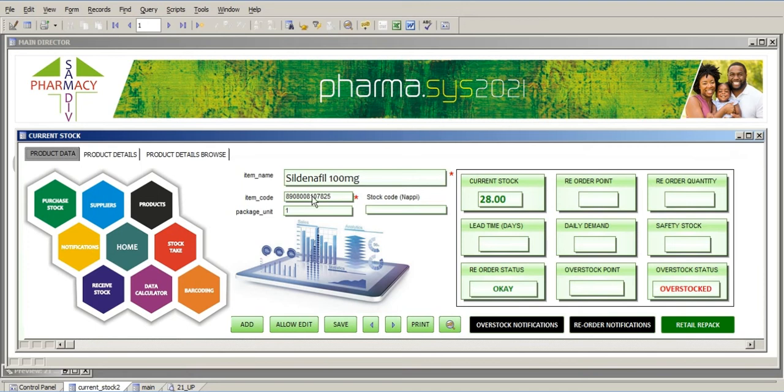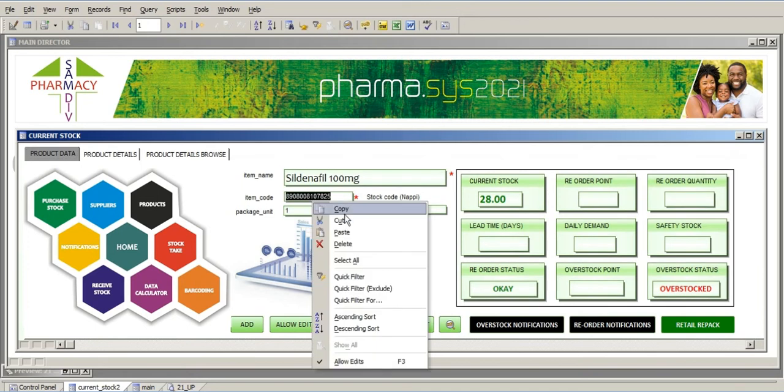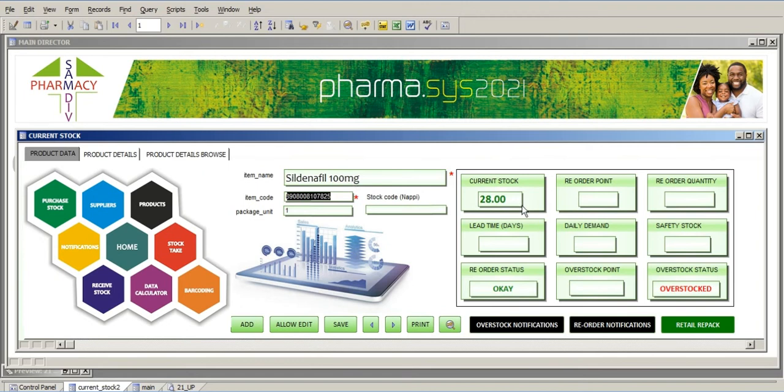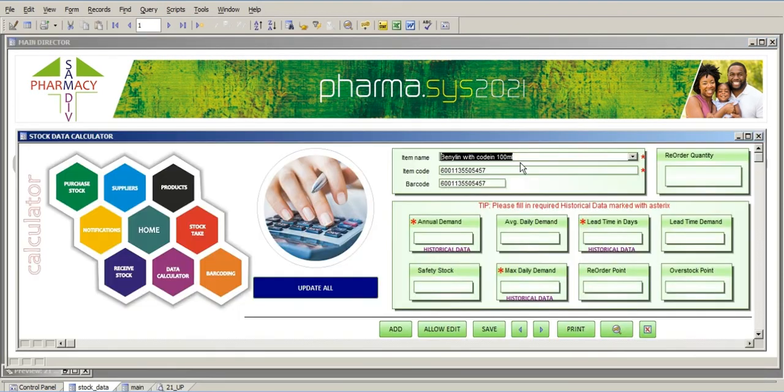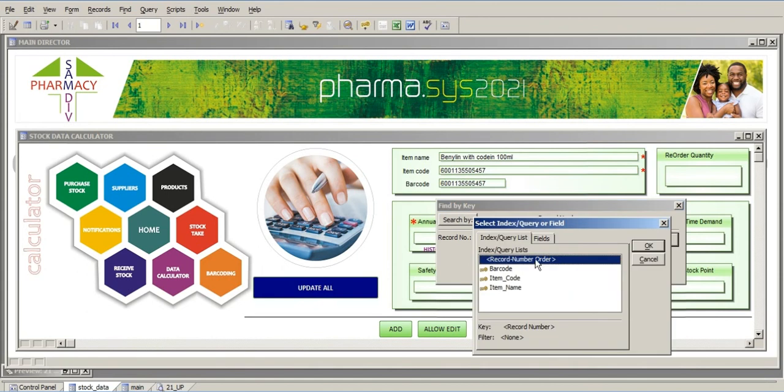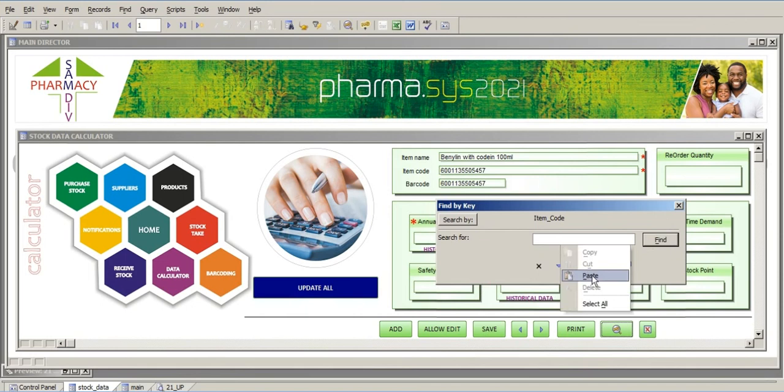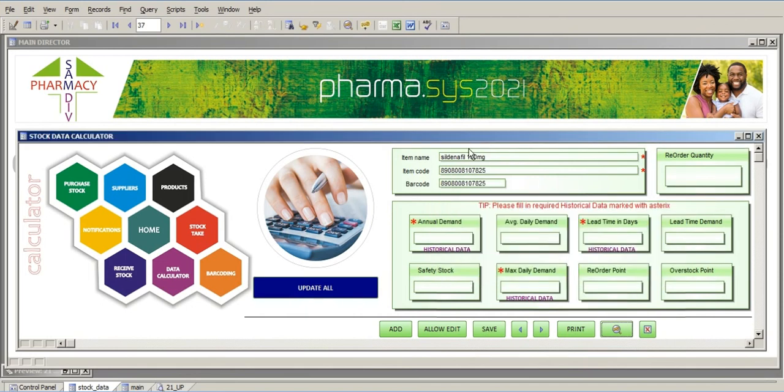Remember, for slide and fill, let's copy its product ID. For this slide and fill, we have 28 in stock, but we do not have most of the data. Let's go now to data calculator. Here is data calculator that will help us to calculate data. So let's search for slide and fill and see what the data is. Here is slide and fill, and we can see most of its data are empty.